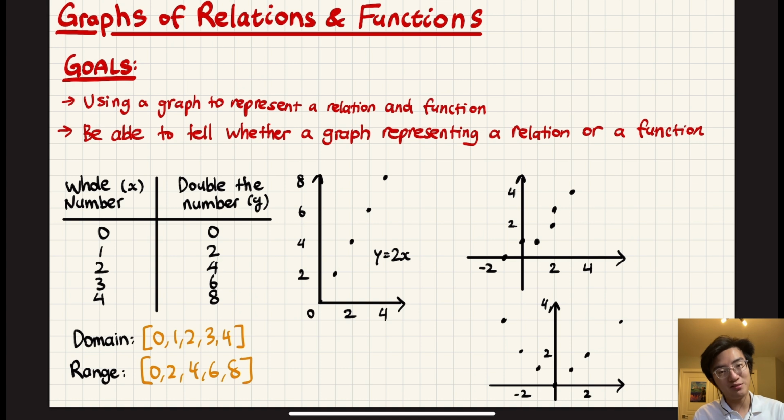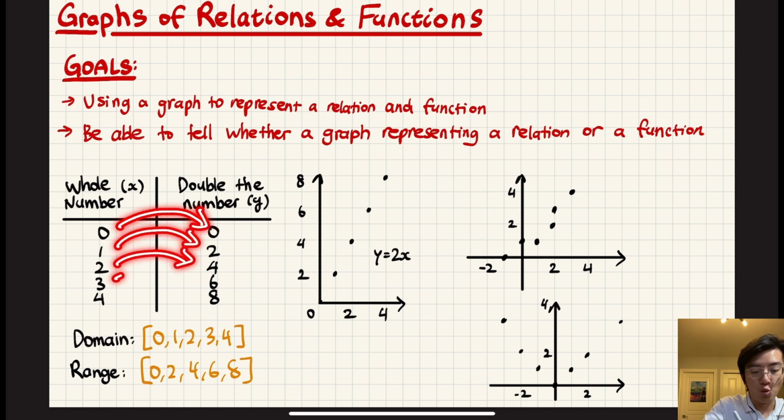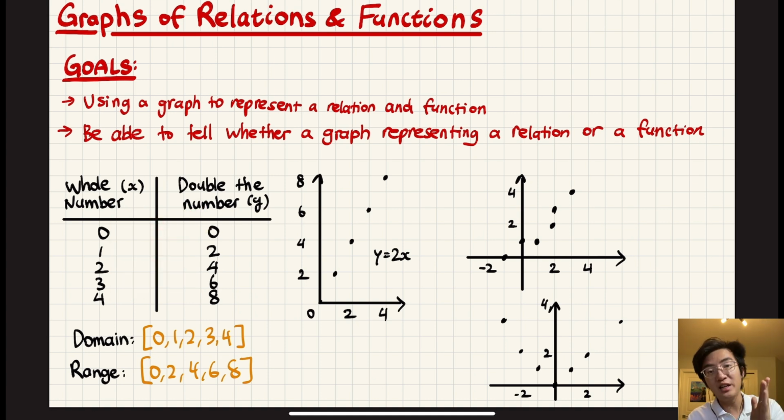And from this specific relation, we also notice that it is a function, because every single part of the domain relates to exactly one thing in the range. For a relation to be considered a function, each domain element has to relate to exactly one point in the range. Multiple domain elements can relate to the same range element, but each domain element can only relate to one range element. And so in this case, we see that this is a function.